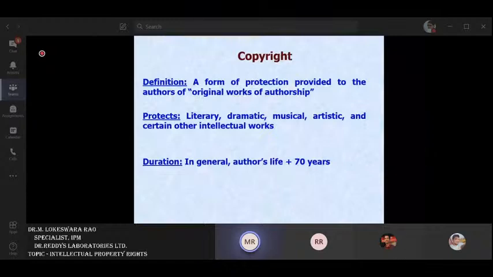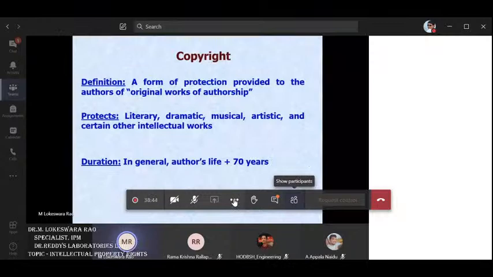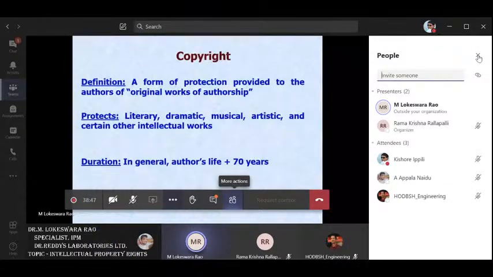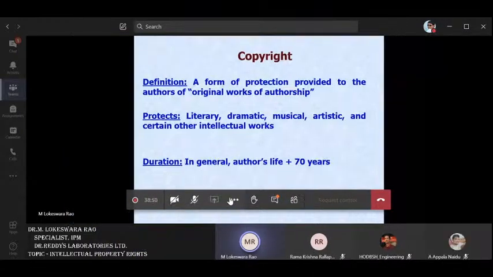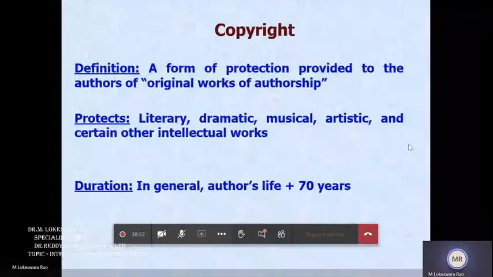And then trademarks. Trademarks and service marks are any words, name, symbol, or device, or any combination used or intended to be used commercially to identify and distinguish goods from others. So these are all called trademarks.